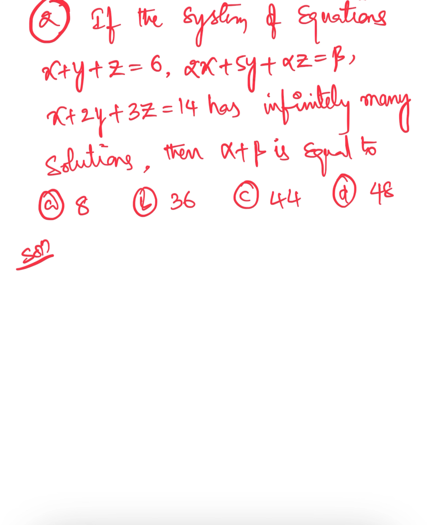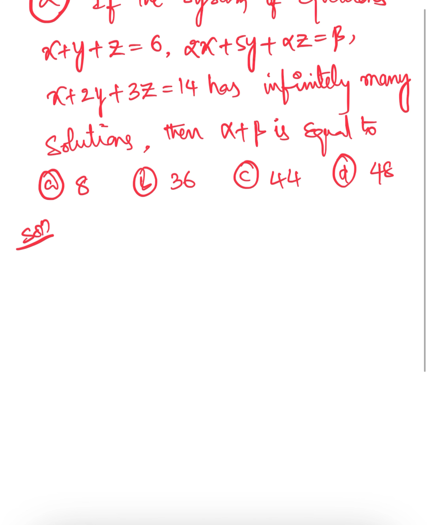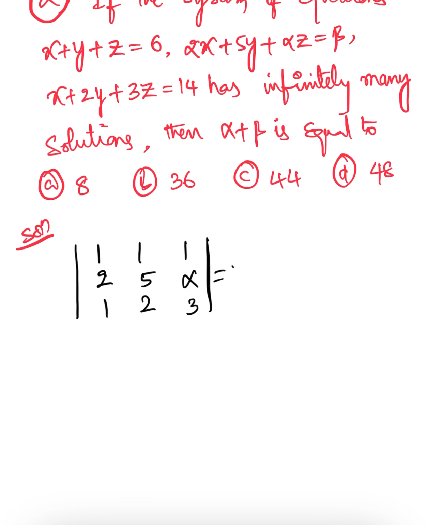I will tell you what is delta 1, delta 2, delta 3. Now clearly, first of all, what is delta? It is nothing but det A. Now we can find det A first, that is 1, 1, 1, next 2, 5, alpha, then 1, 2, 3 equal to 0. With this, one more determinant also we have to find, because we need to get the value of alpha and beta both.